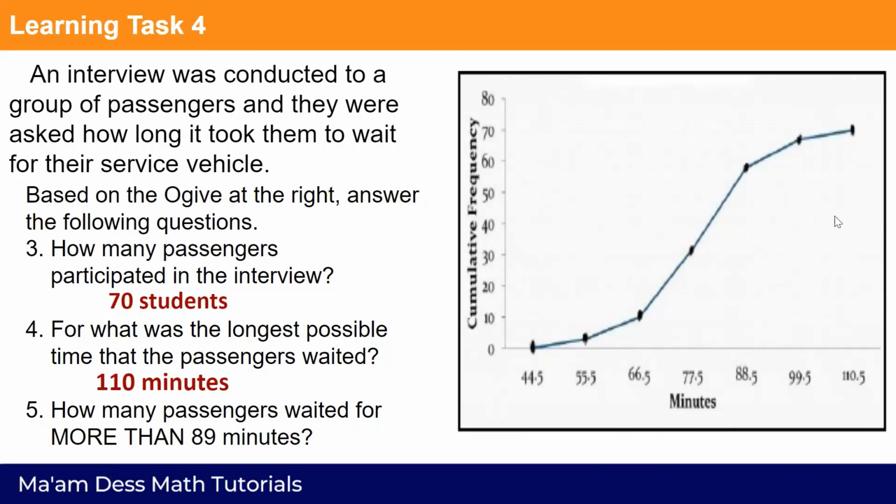Yung boundaries niya. Number 5, how many passengers waited for more than 89 minutes? So, more than 89 minutes. 88.5 and then hanggang dito. So, ang sagot po natin ay 10 passengers. Kasi ito po siya, 70 tapos naging 80. So, 10.